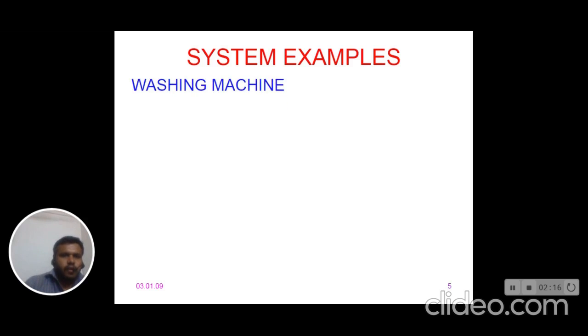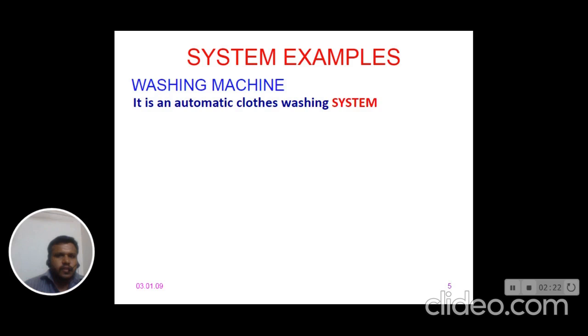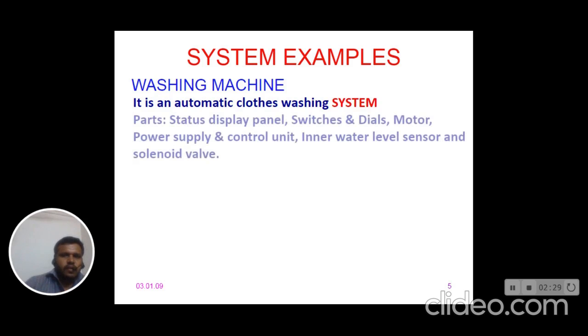Another best example is washing machine. We are having washing machine in our home. The purpose of washing machine is to clean our clothes. And these are all the parts available inside the washing machine: a status display panel, switches, dials, motors, power supply, control unit, and water level sensors and solenoid valve.